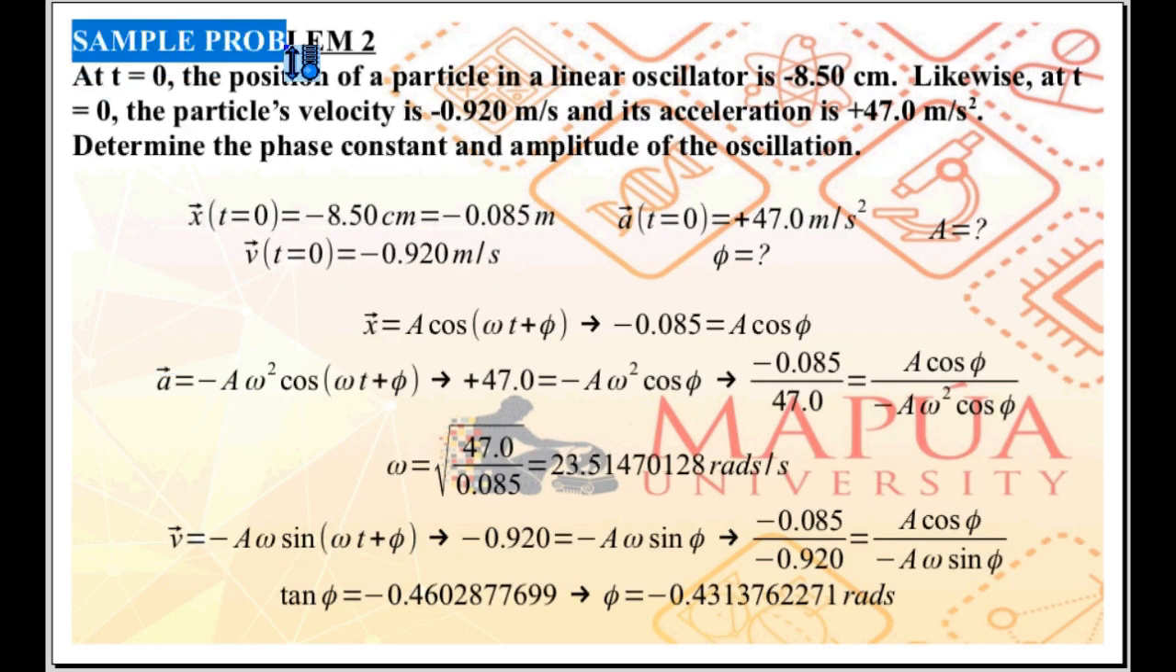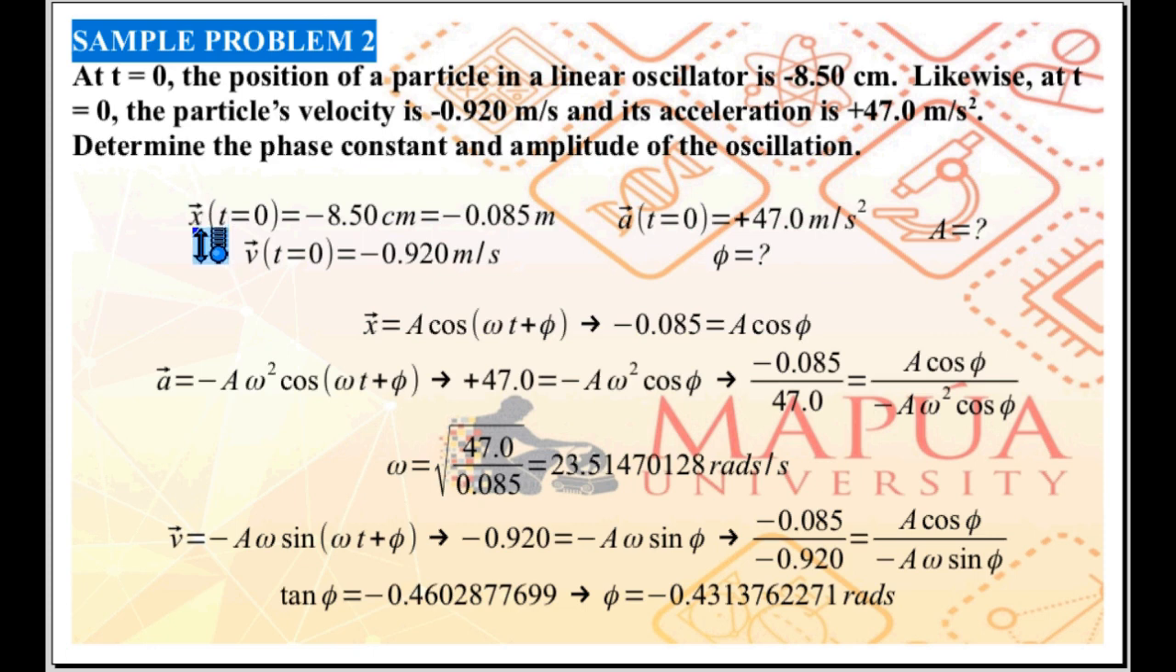And now we have sample problem number 2. At t is equal to 0, the position of a particle in a linear oscillator is negative 8.50 centimeters. Likewise, at t is equal to 0, the particle's velocity is negative 0.920 meters per second, and its acceleration is positive 47 meters per second squared. Determine the phase constant and the amplitude of the oscillation or vibratory motion.